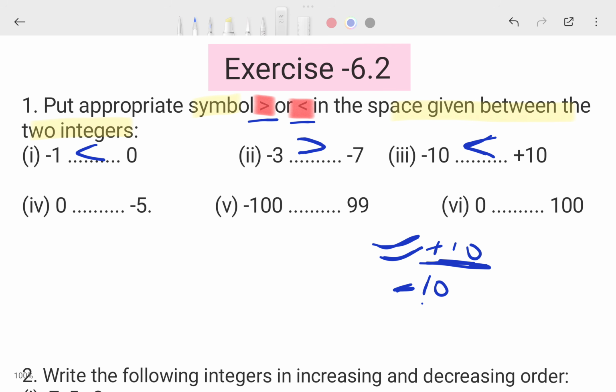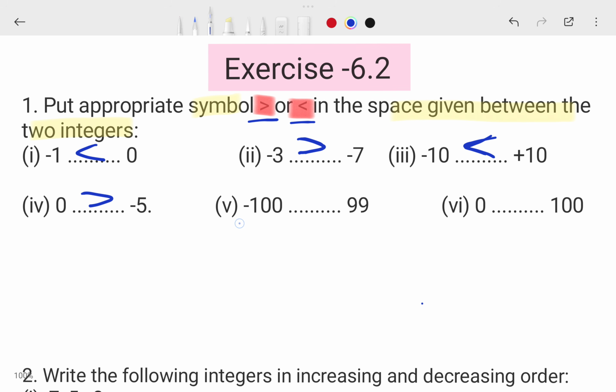Okay? Right, so here it is given 0 and -5, which is greater? I already told you, from 0 to negative numbers, always 0 is greater. So here also in question 4, if you see, 0 is the greater. Okay? Is it clear? Right, so now let's talk about this next question.